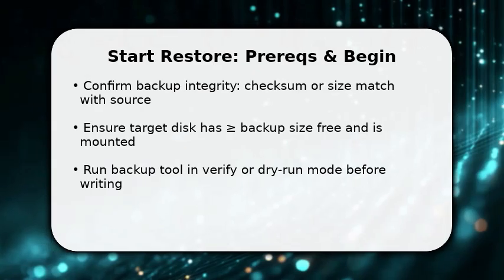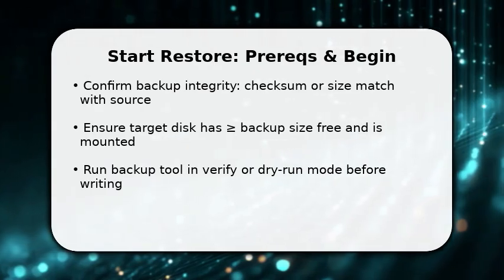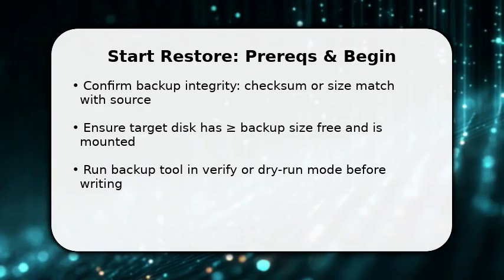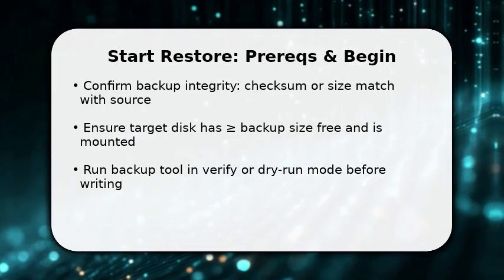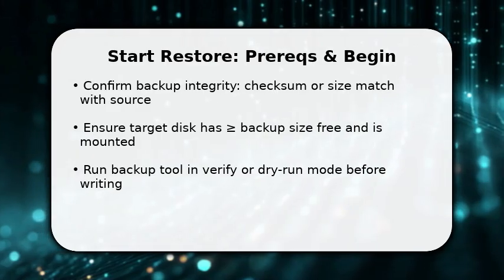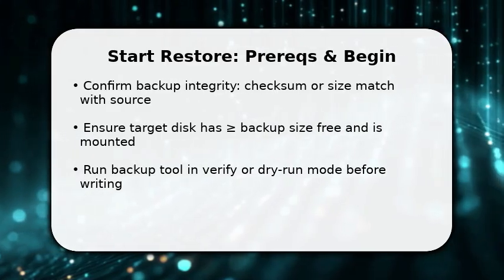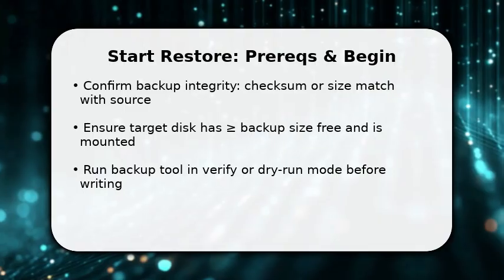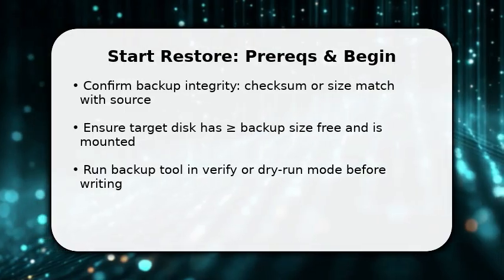You start by validating the local backup so you don't overwrite good data with corrupt files. Check the checksum or file size. Make sure the target disk is mounted and has at least the backup size free. Once done, close non-essential apps and disable automatic sync to prevent conflicts.